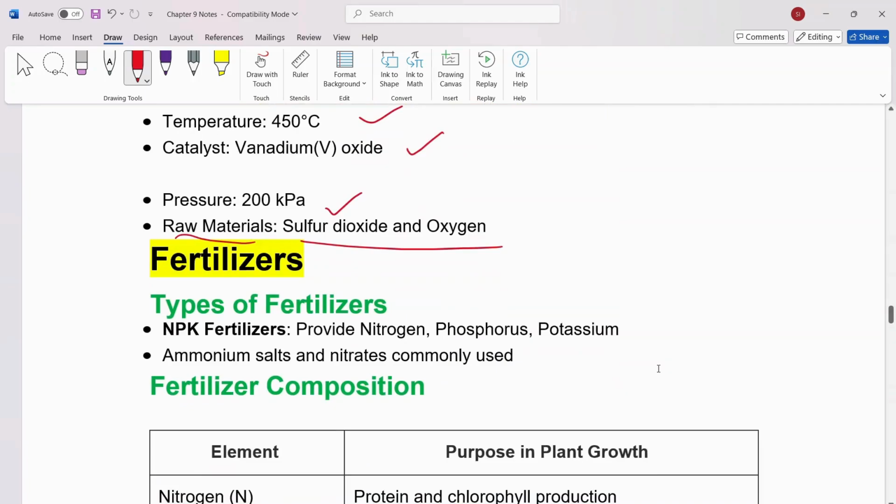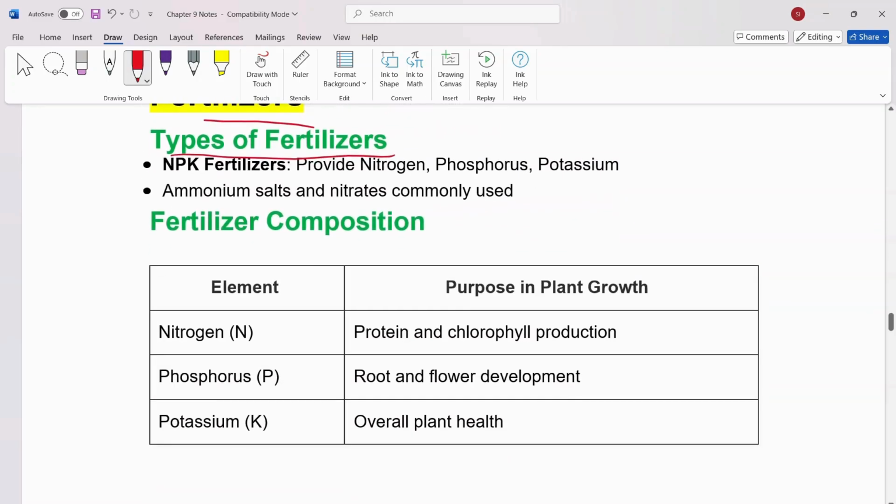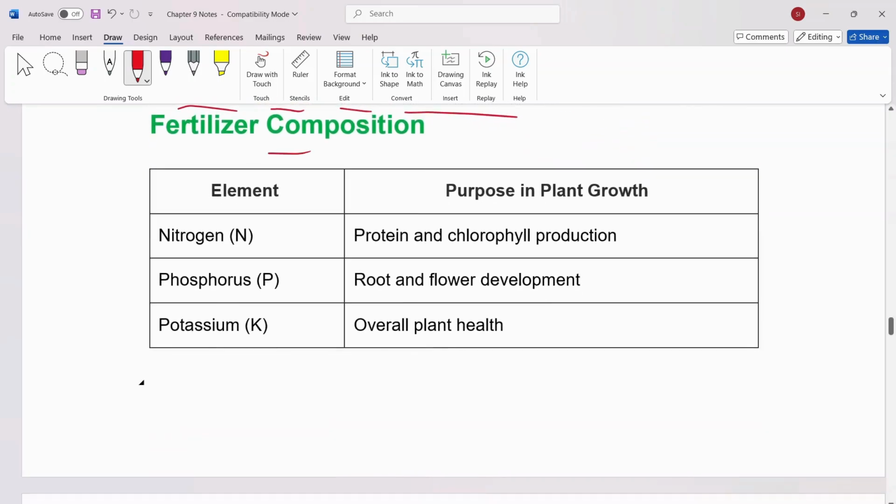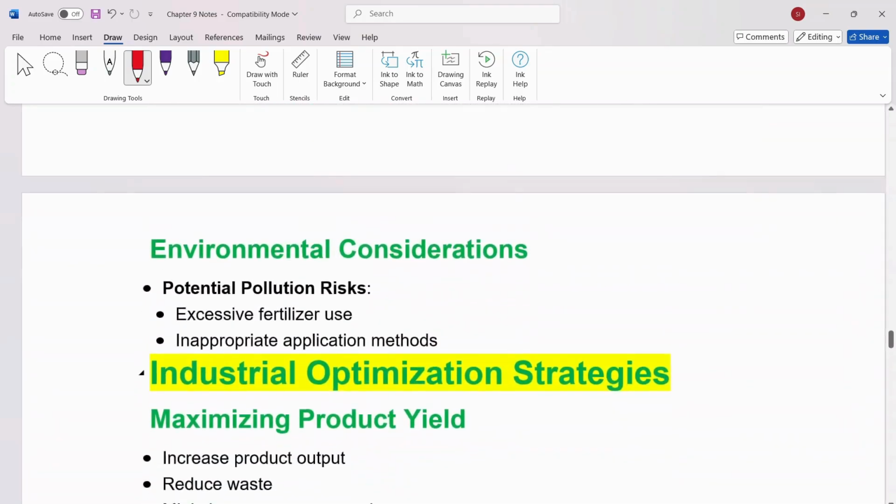Fertilizers now. Let's talk about fertilizers. Types of fertilizers are NPK fertilizers, meaning they provide nitrogen, phosphorus, potassium. Ammonium salts and nitrates are commonly used. Fertilizer composition: we have nitrogen, whose purpose in plant growth is providing protein and chlorophyll production. Phosphorus is for root and flower development. Potassium is for overall plant health.